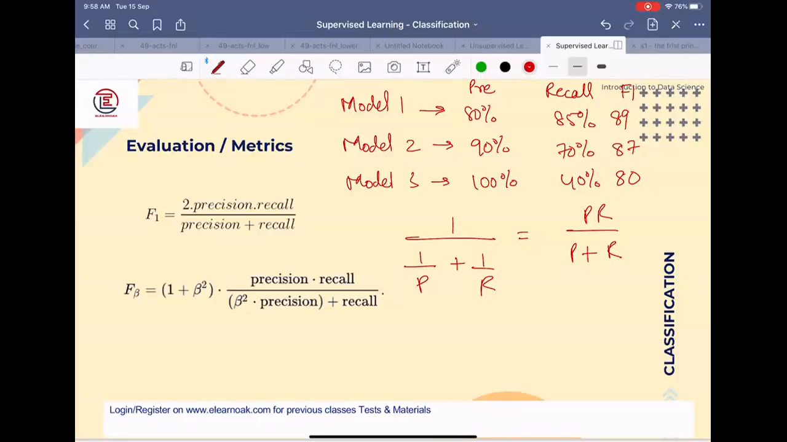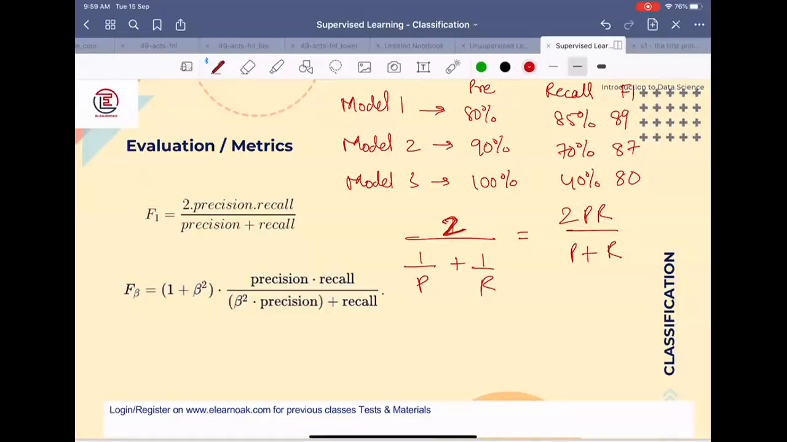Okay, so this is 2 divided by 1 by P plus 1 by R. Am I doing it wrong? I'm not sure. Just one second. I would say R plus P divided by R. Yes, fine.